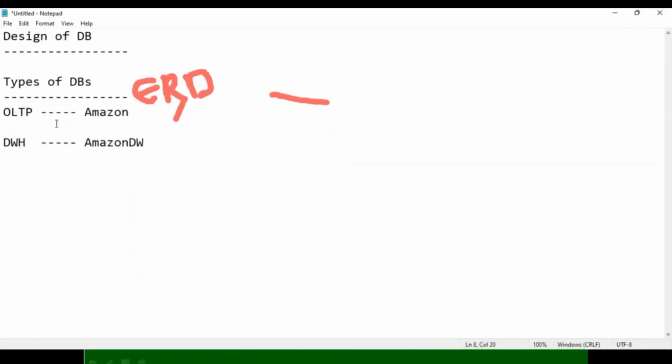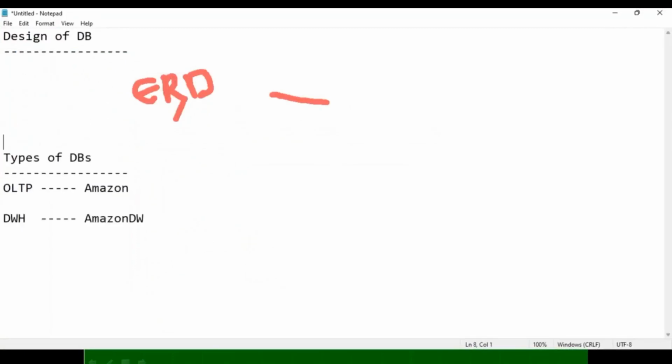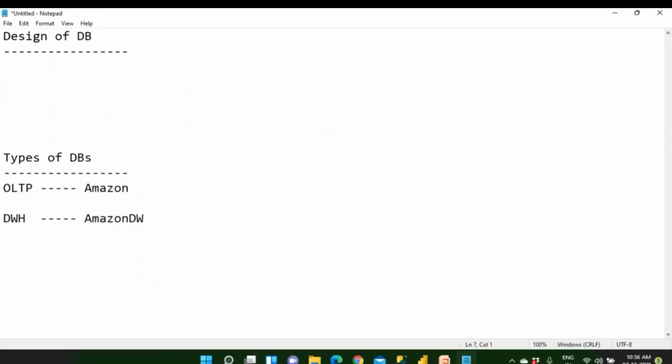So according to Bill Inman, he said how can we design, so there is a designing principle. Designing is called ERD modeling. What is ERD modeling?